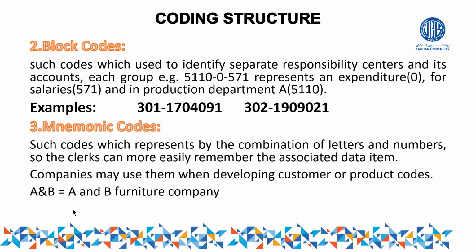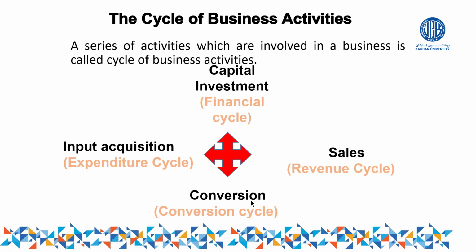For example, when you look at M, it may remind you about Mohab. It may remind you about your friend, right? So this can be called what? A mnemonic code. So the next topic is the accounting cycle.